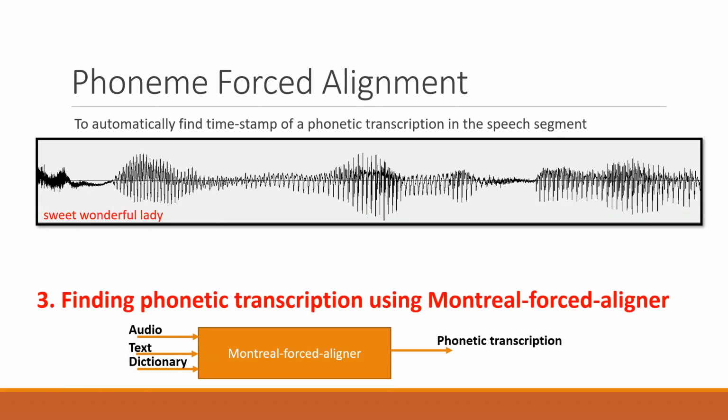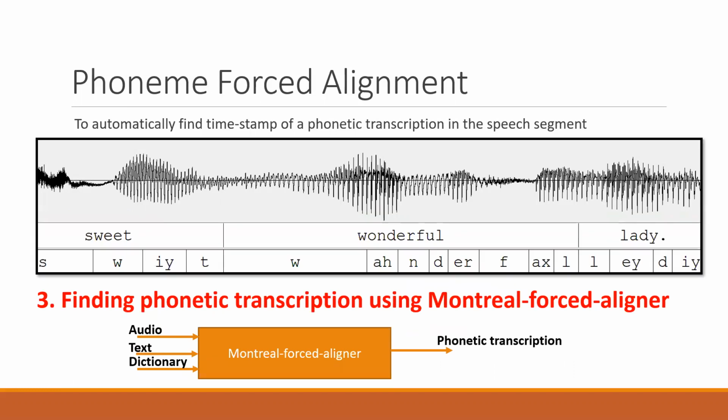After that, we do the forced alignment using the Montreal Forced Aligner. Then we get the output like this. That means we can find the beginning and ending of each phone in the speech segment.